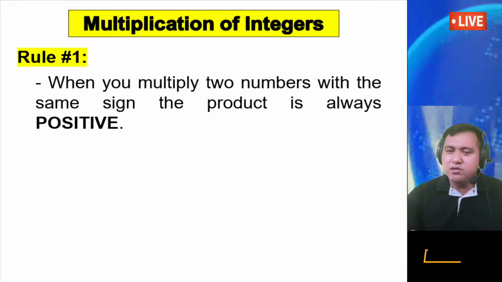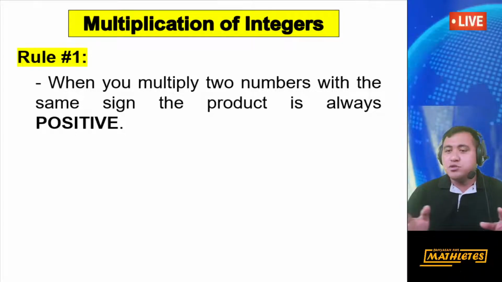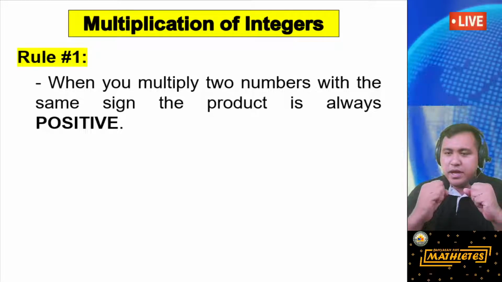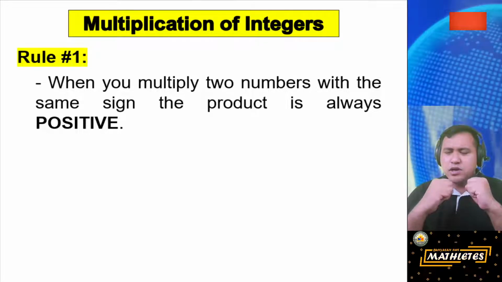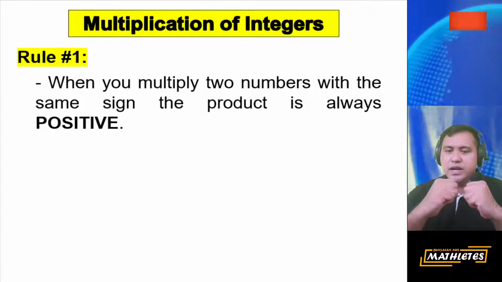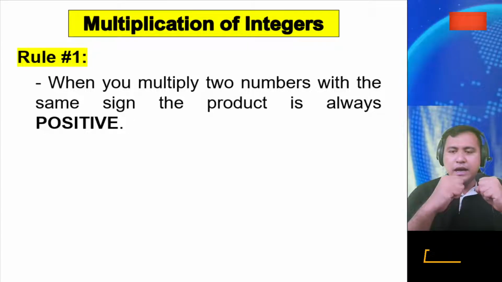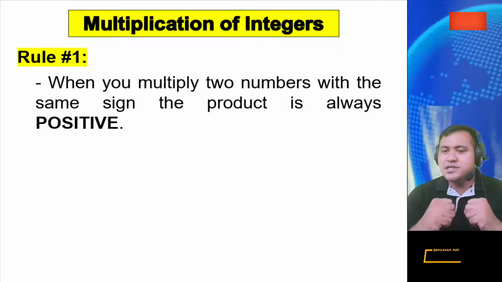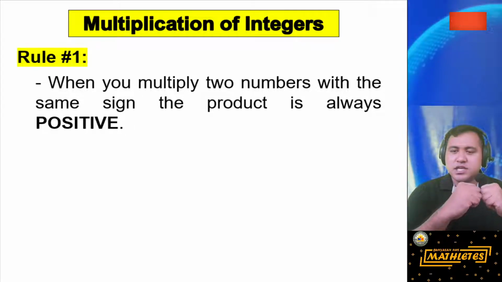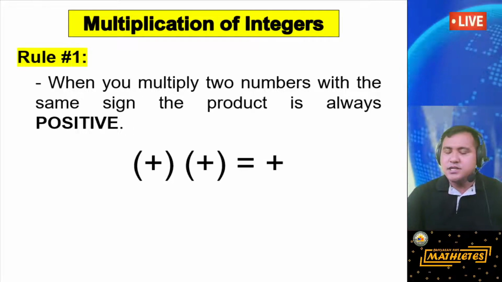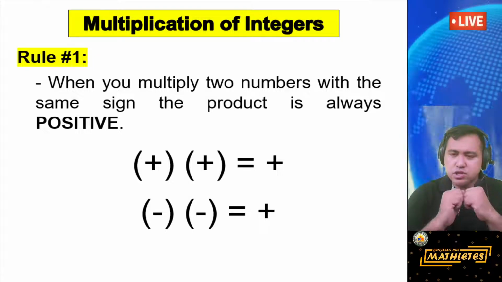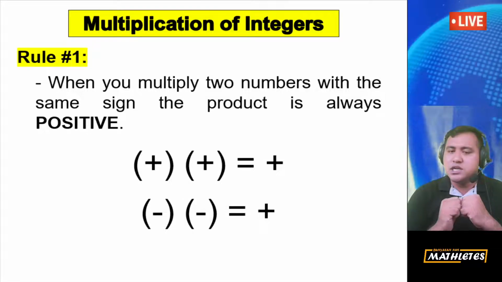Kung mag-multiply ka og duha ka number, we're talking about the sign, how we're going to perform multiplication on sign. Kung mag-multiply ka og duha ka number, pareho ang resulta, pero mag-differ sila sa sign. So, when you multiply two numbers nga pareho og sign, like for example, positive times positive, ang answer ana is positive. Kung mag-multiply ka og pareho negative, that is negative times negative, ang answer ana is positive. Again, when you multiply two numbers with the same sign, the product is always positive.